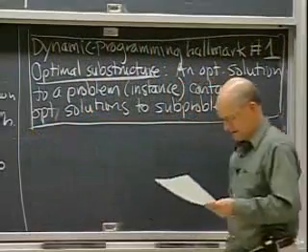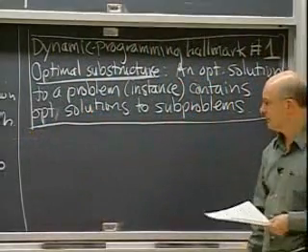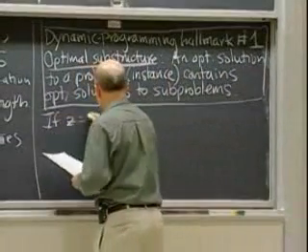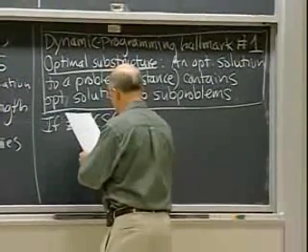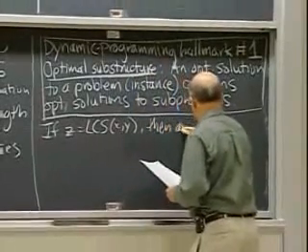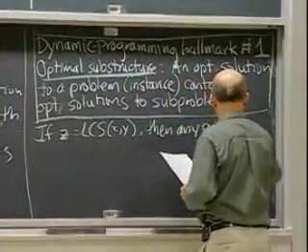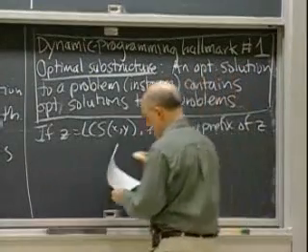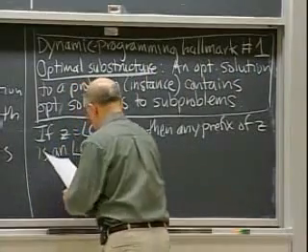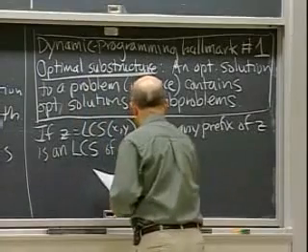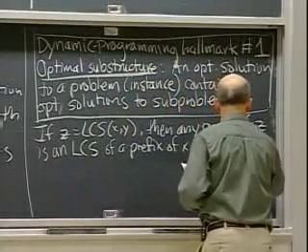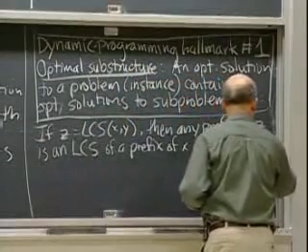And that's worth drawing a box around. That's so important. So here, for example, if Z is a longest common subsequence of X and Y, then any prefix of Z is a longest common subsequence of a prefix of X and a prefix of Y.